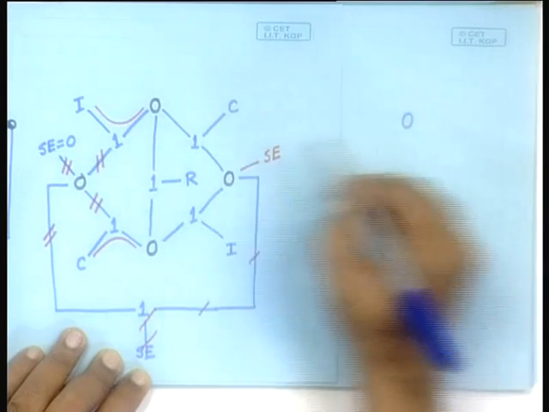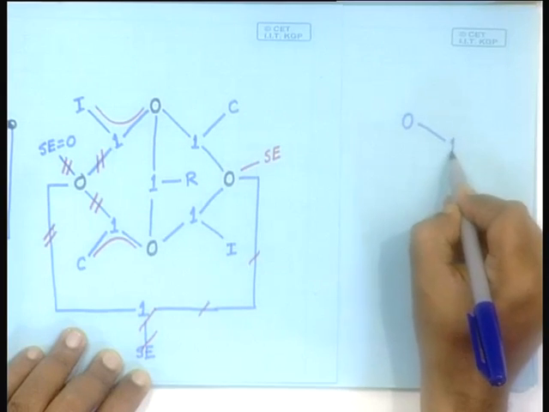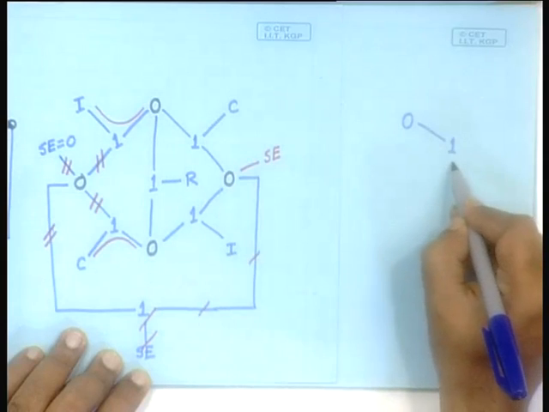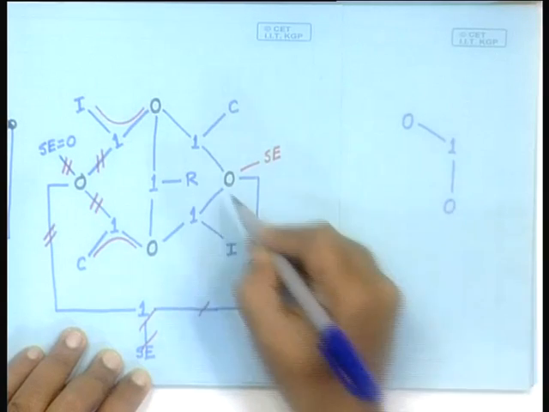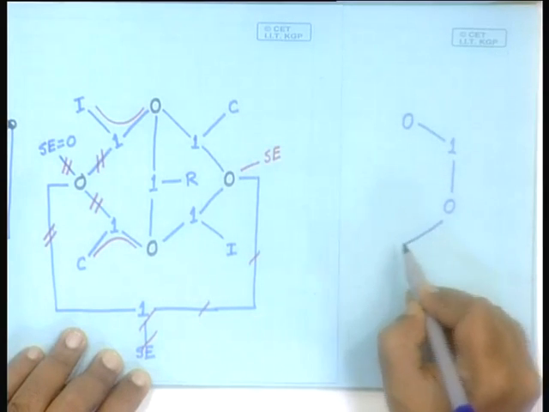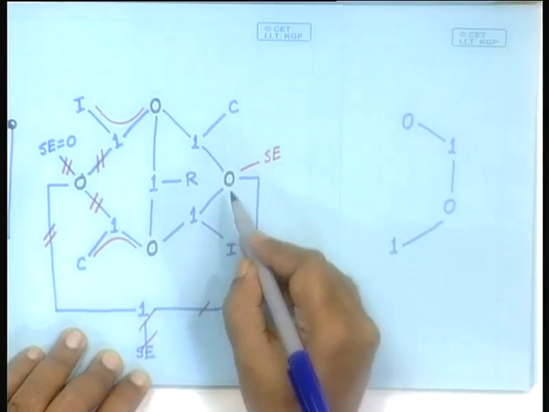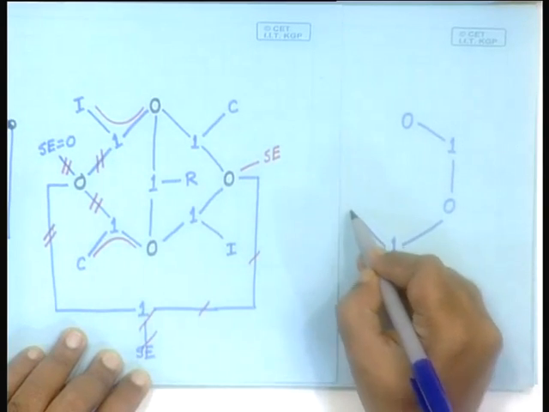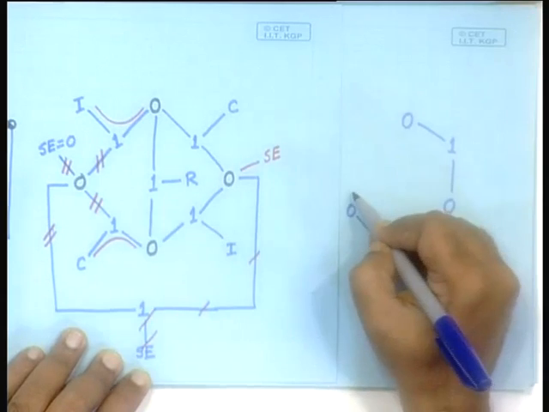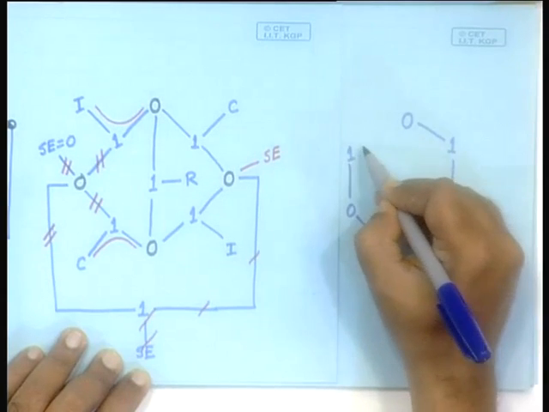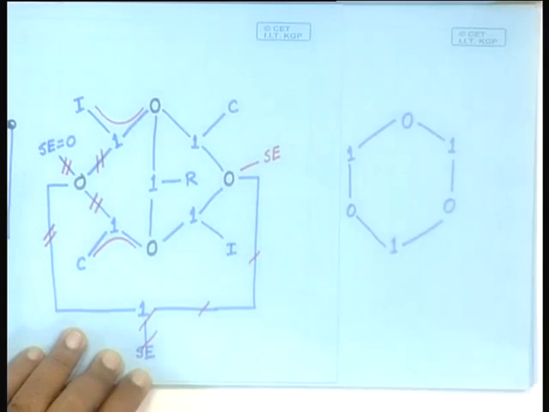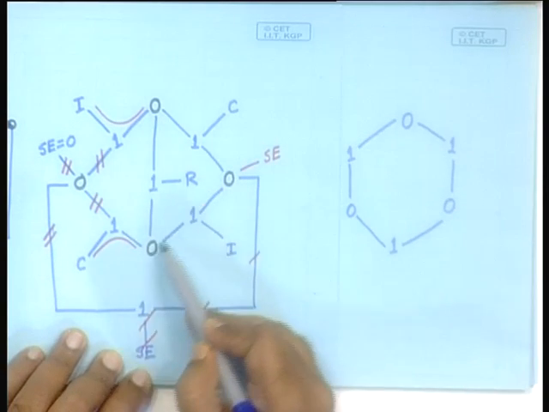0, 1, 0, 1, 0, 1, 0. Can you see that? It forms such a loop.